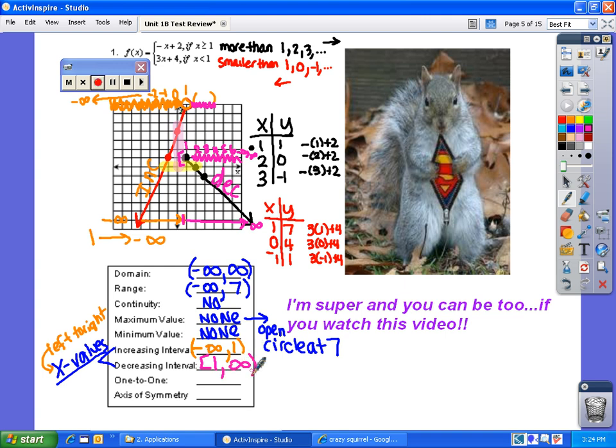Alright, it is definitely not 1 to 1, because if I draw a horizontal line, it hits it in 2 spots. So it's not 1 to 1. And there's no axis of symmetry, because axes of symmetry are only for parabolas and absolute values. Alright?